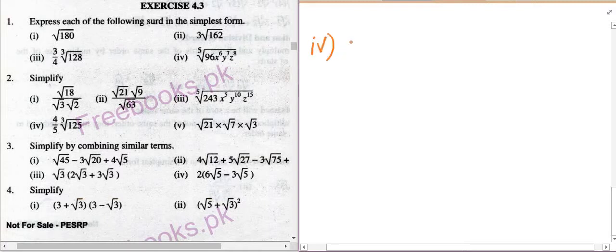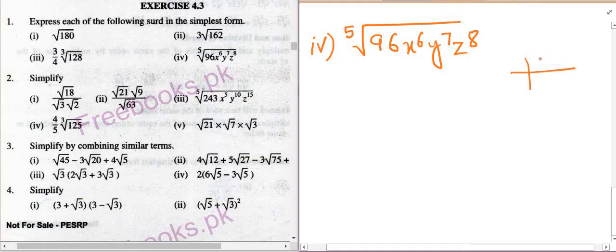Fourth, 96 x y7 z8. This is fifth root. First find the multiples of 96. What are the multiples for 96? It becomes 2 exponent 5. First divide 96 with 2. It becomes 48.